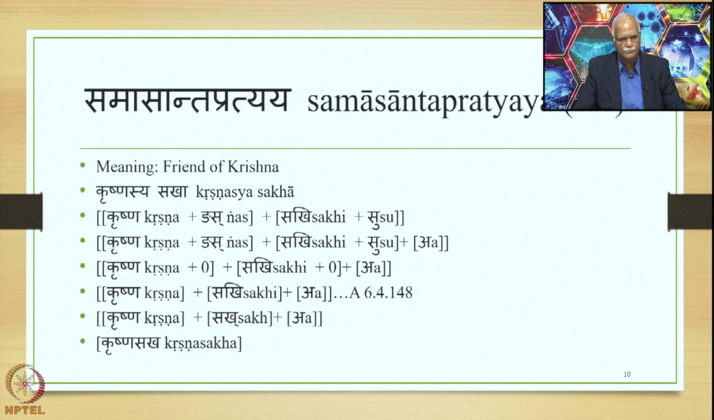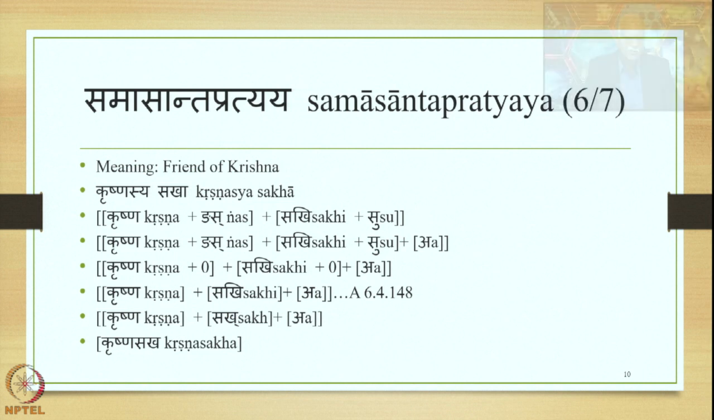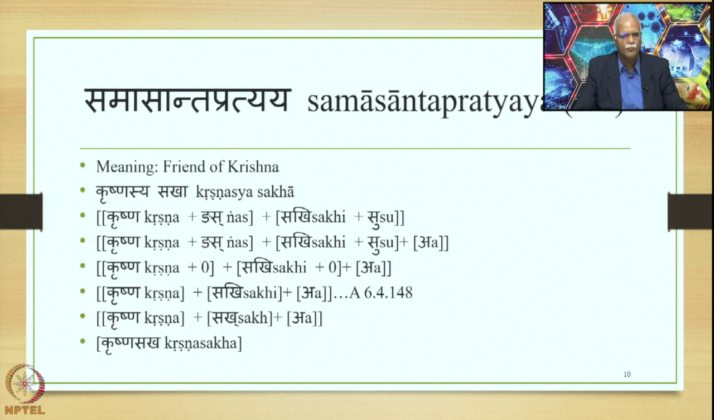Let us take another example of the Samasanta Pratyaya, where the same sutra Rajah Sakhibhyash Tach applies. So if you have a meaning, friend of Krishna, at the beginning as thought of by the speaker, and he or she wants to make a compound out of it, Krishnasya Sakha, the alaukika vigraha of it is Krishna plus Ngas plus Sakhi plus Su. And then we add the Samasanta Pratyaya tach over here. Tach is A. So we have Krishna plus Ngas, this is the Purva Pada. Sakhi plus Su, this is the Uttara Pada. And we have the Samasanta Pratyaya A over here.